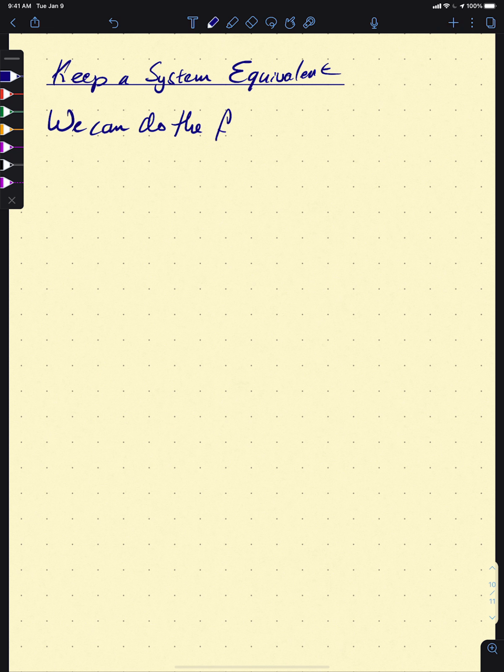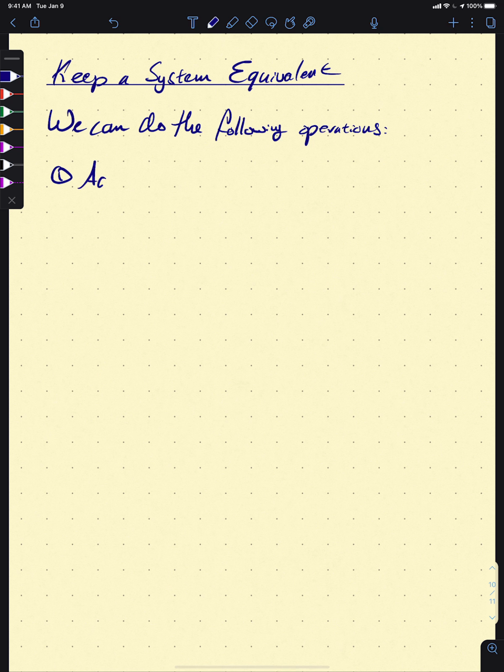So here's how we keep a system equivalent. We can do the following operations without changing the ordered triplet that will solve our system. So here's our first one.